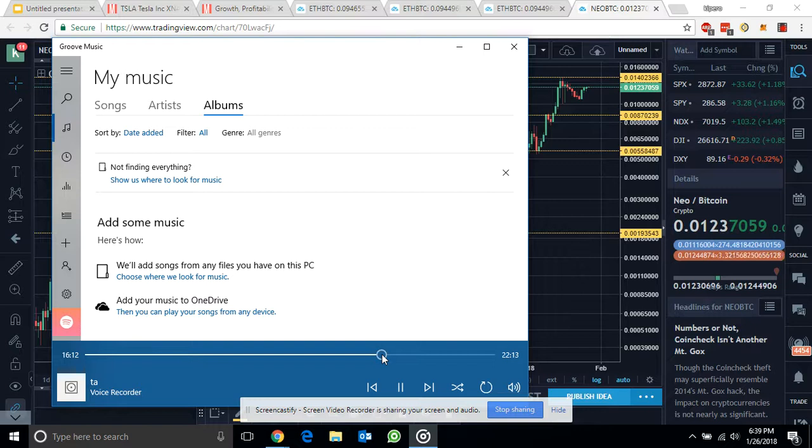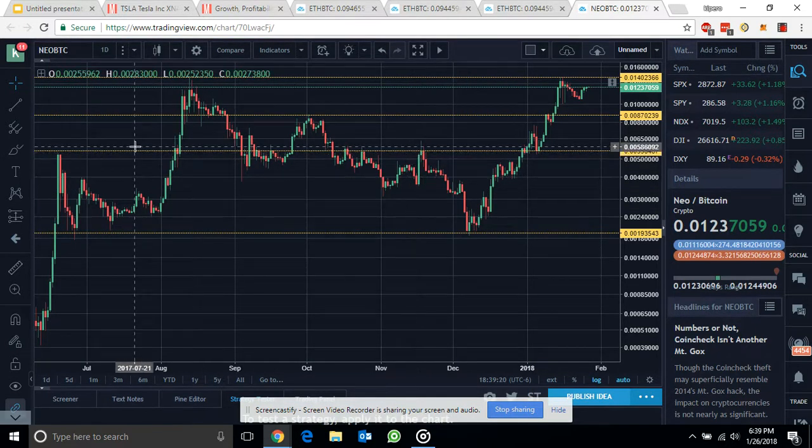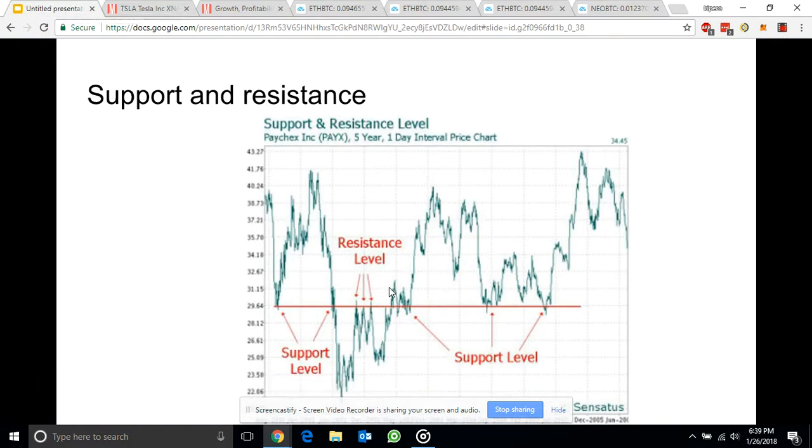All right, since we have covered trend lines and channels, I would like to talk briefly about support and resistance lines. This picture just shows you where the price action was finding some significant price action reversals.